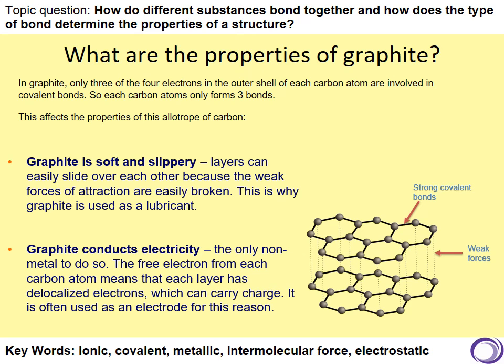So the free electron from each carbon atom means that each layer has delocalized electrons. These can carry a charge, and for this reason, in science experiments and in the laboratory, you will have often seen that graphite is used as an electrode. Remember that the strong bonds between the atoms, the covalent bonds, are very strong, but between the layers there are weak intermolecular forces, and this is why graphite is slippery.